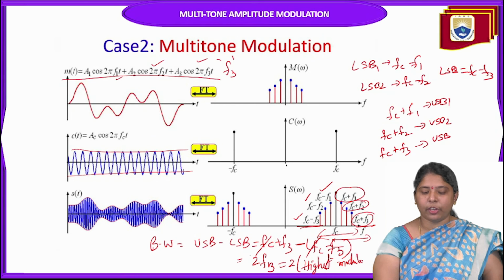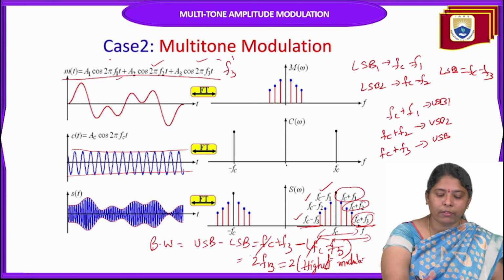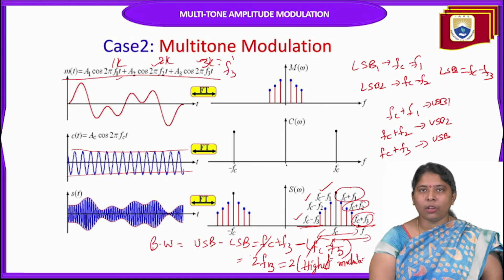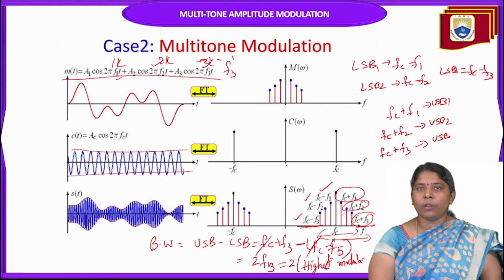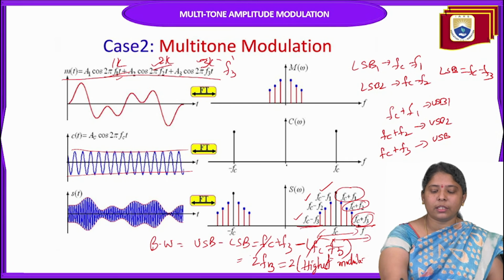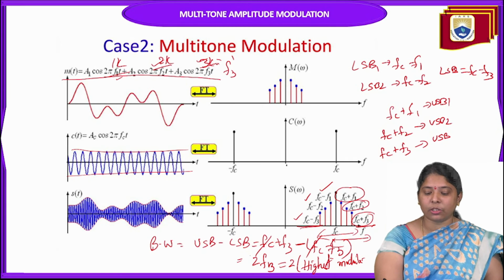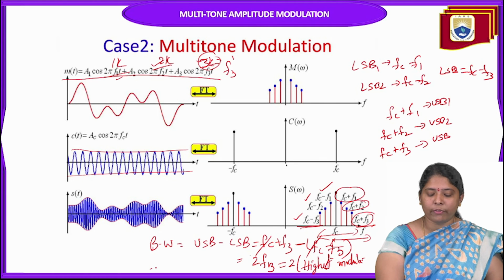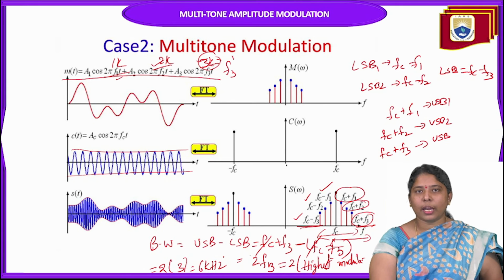Highest modulating frequency. Suppose F1 is 1K, F2 is 2K, F3 is 3K. For example, how much bandwidth is it going to occupy? What is the highest frequency in these three? 3K is the highest modulating frequency. So bandwidth is 2F3, that is 2 into 3, that is 6 kHz is the bandwidth of the multi-tone AM wave.